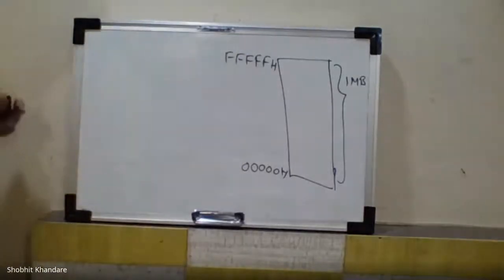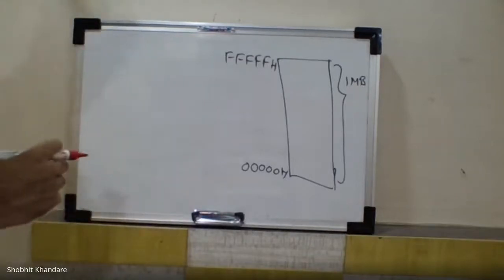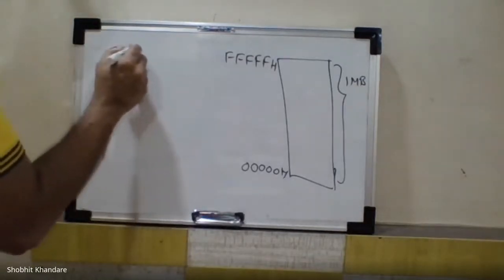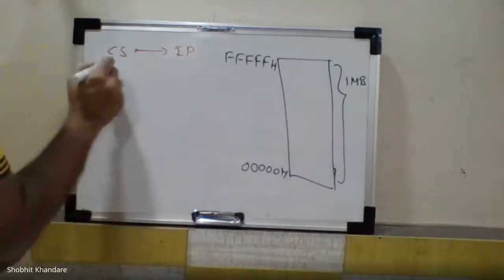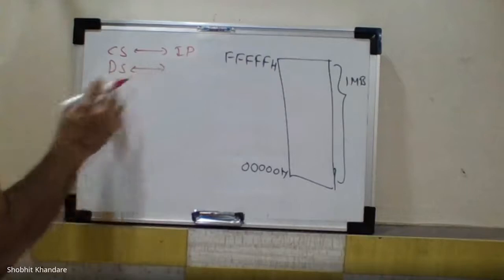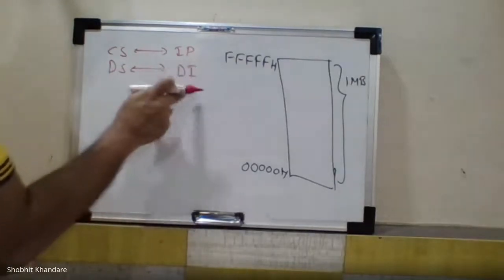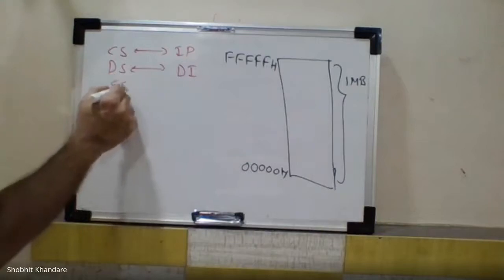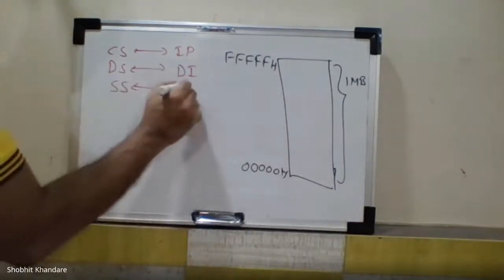Now we are going to understand how to get the physical address. The CS will go with IP. Your data segment will go with DI, that is destination index, and your stack segment will go with SP, that is stack pointer.